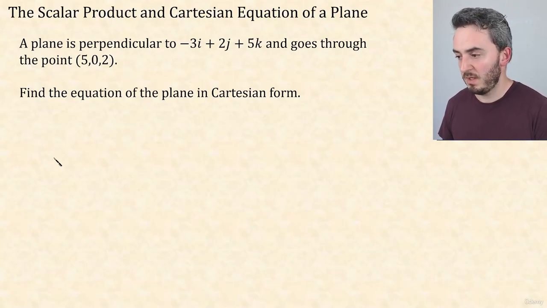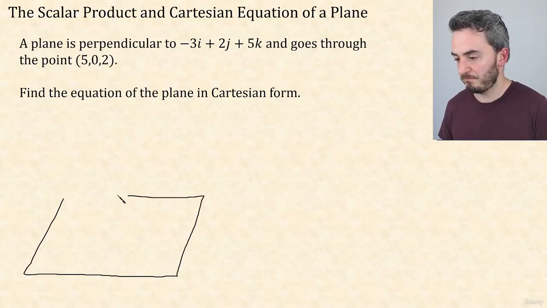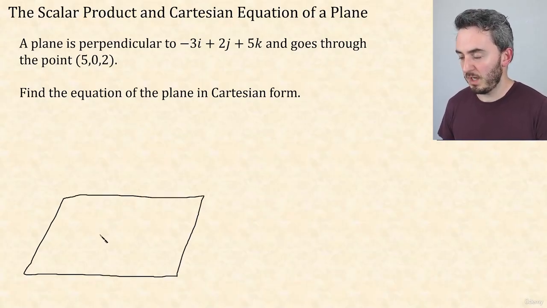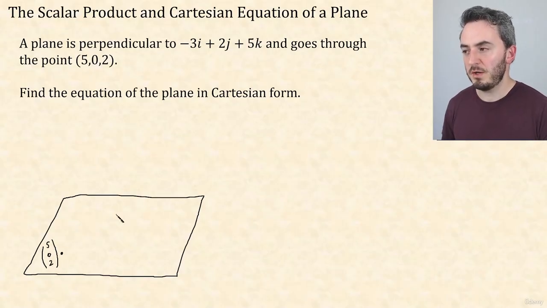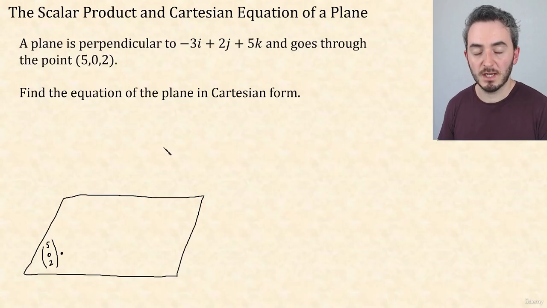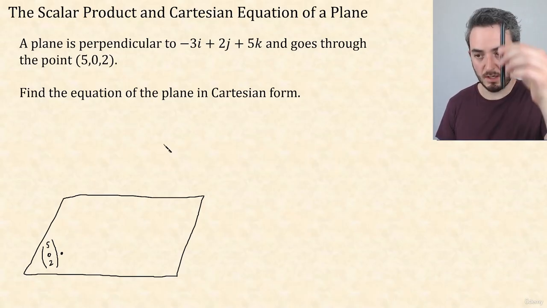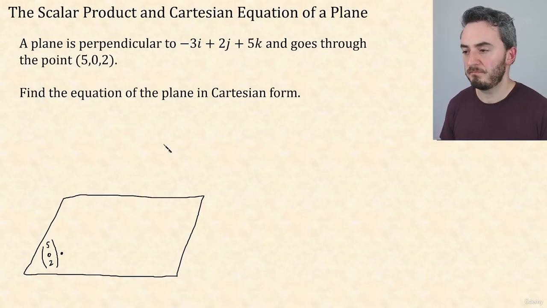Here's how. Let's get a sketch in. So the sketch has our plane. And what do we know? We know that the point 5, 0, 2 is on the plane. And we also know the plane is perpendicular to this vector, which means that this vector points straight up from the plane. It's like pointing a pencil directly onto a tabletop.